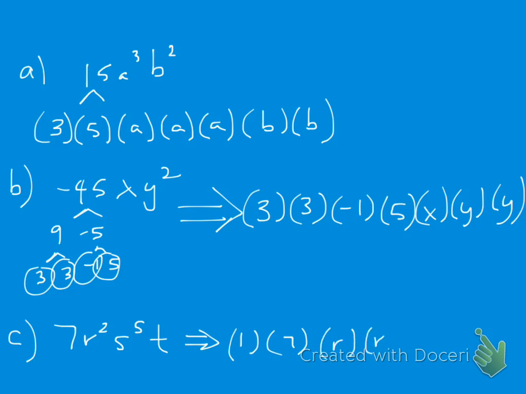R times R. Okay, Savannah, what's next? S times S times, okay, times 5, and I'm running out of space over here. Got to write smaller. And then I already heard Alexa say at the very end there's just t. So 1 times 7 times r, times r, times s, times s, times s, times s, times s, and then there's just t at the end.